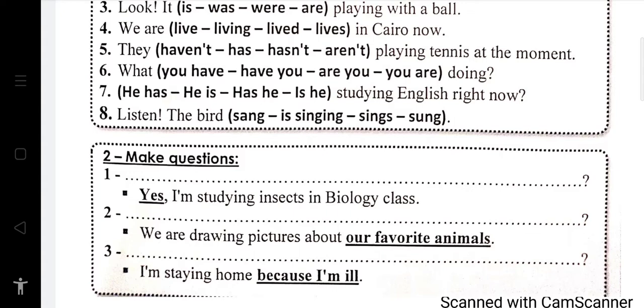This kind of question, we have to begin with the question word. So what are you drawing pictures about?